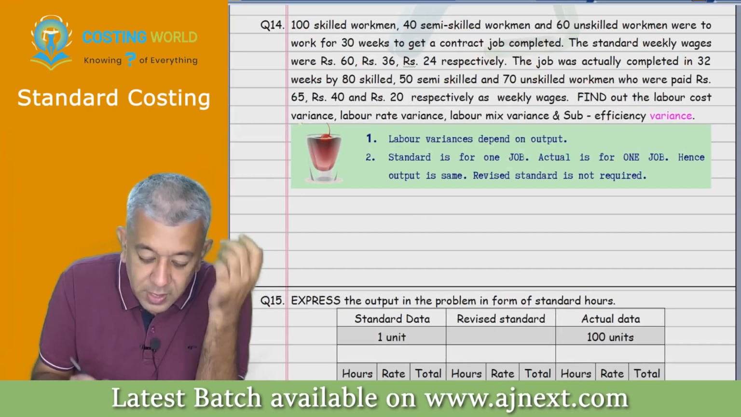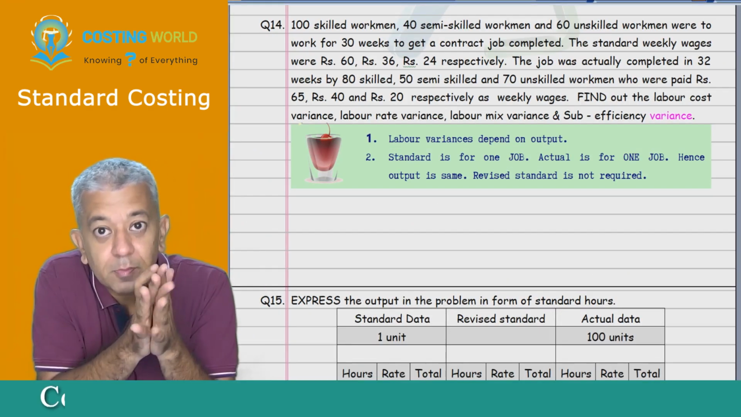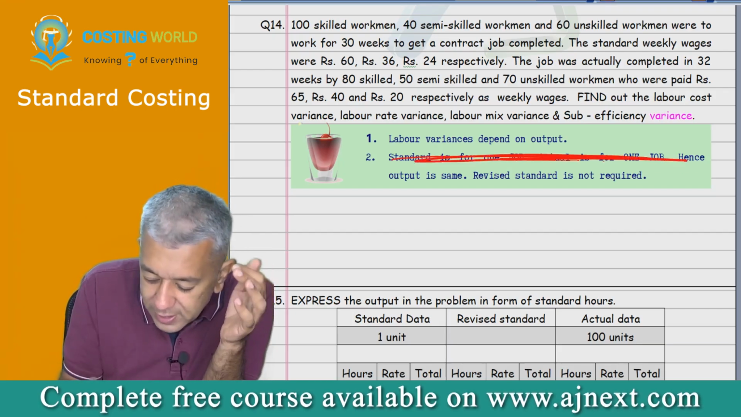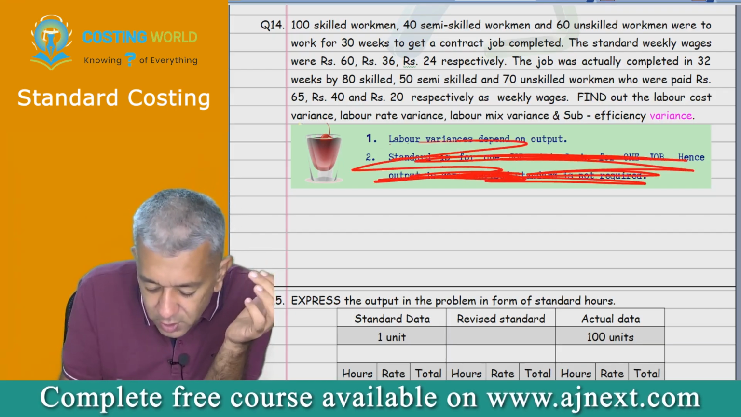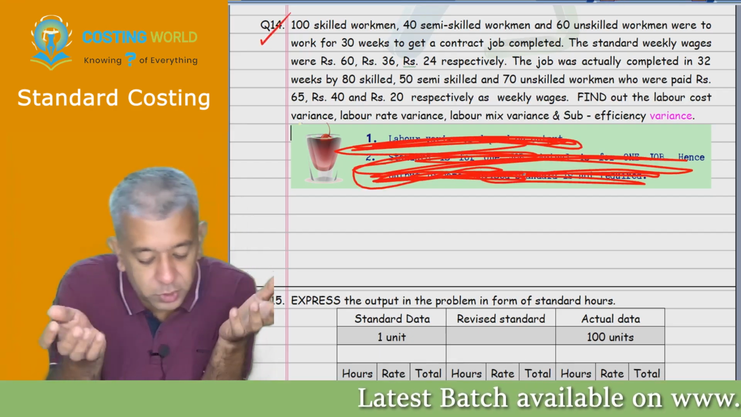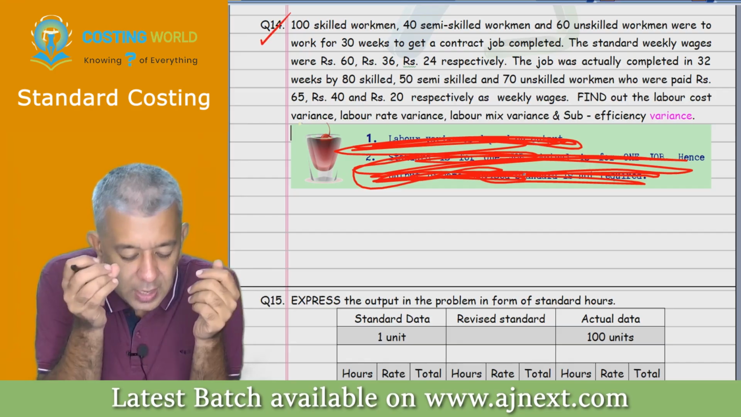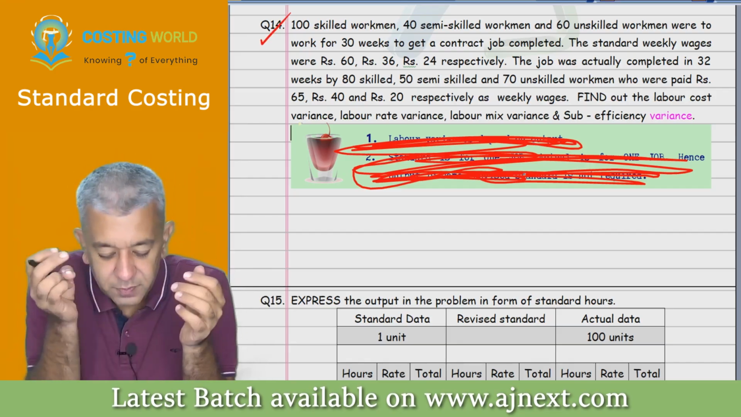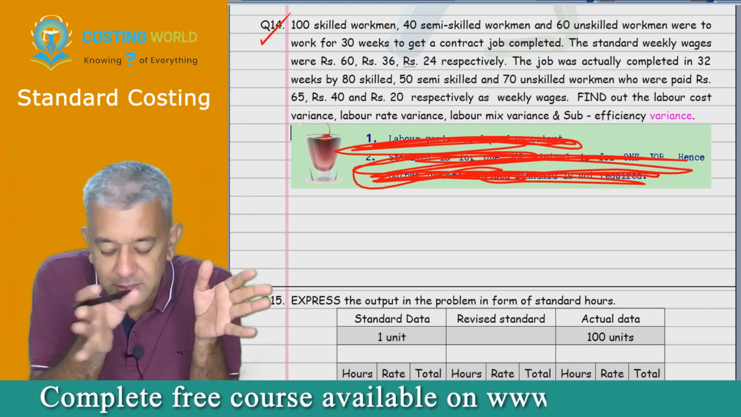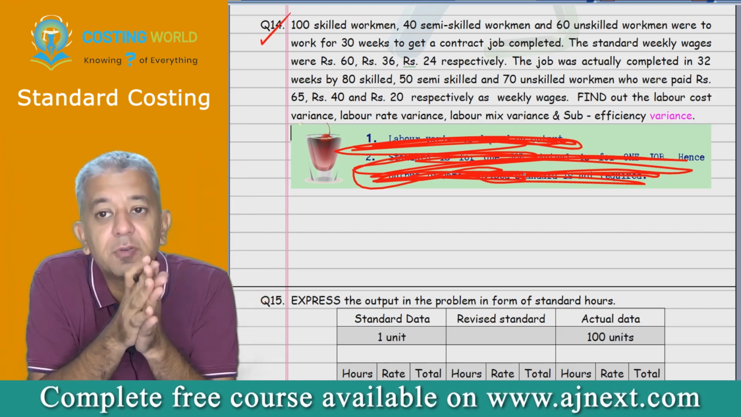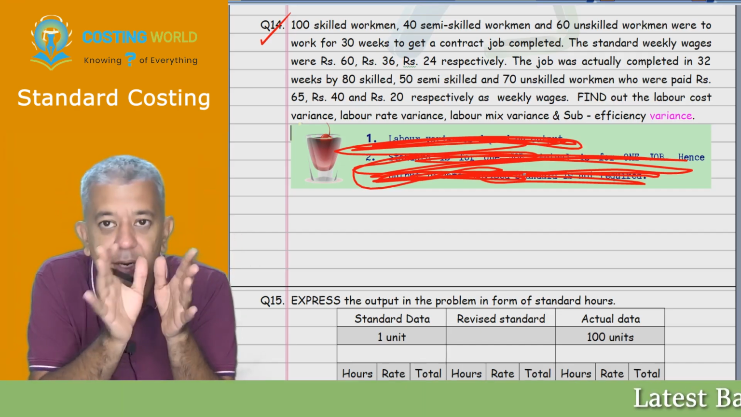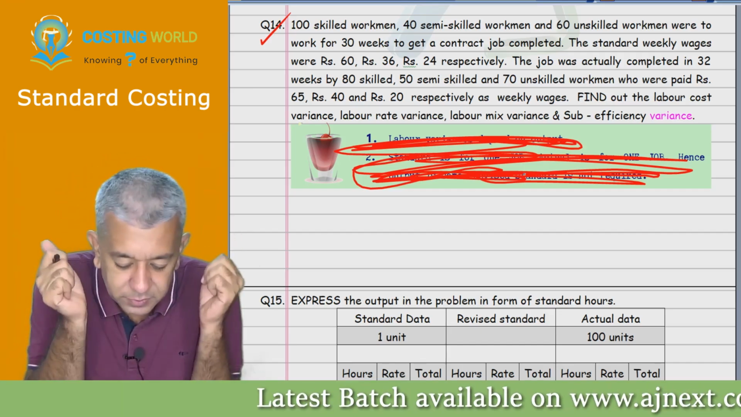Next question, a confusing question. Do not read the short form of it if you can, else the fun in the question will be all over. So do not do this. Read the question. Let's do that. Listen, 100 skilled workmen, 40 semi-skilled workmen, and 60 unskilled workmen were to work for 30 weeks to get a contract job completed.